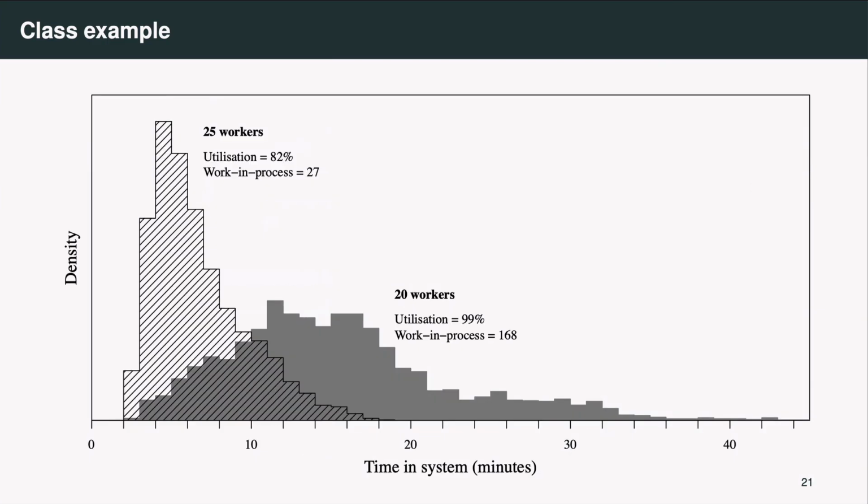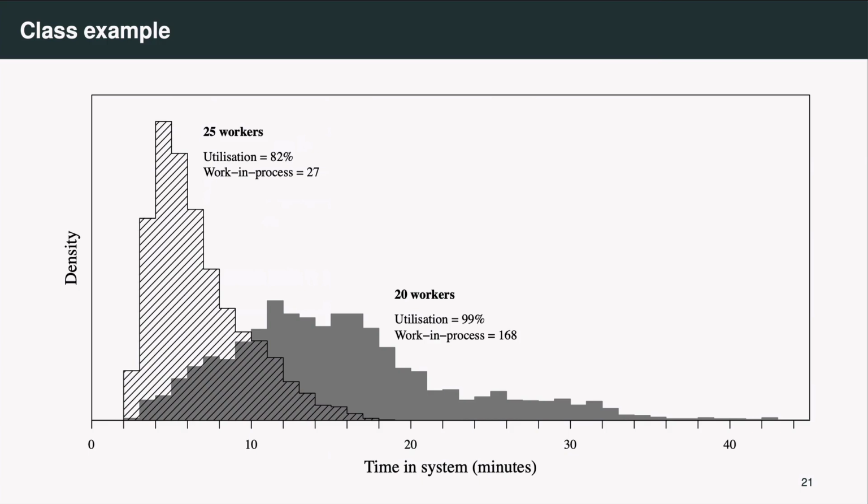Ultimately, what we're after is a graph like the one that we're demonstrating over here, where if we have 20 workers, we can actually see that their utilization is 99%, so they're completely overworked. And as a result, there's a lot of units that are stuck inside the process. 168 units at the end of a simulation run is what we have as work in process that does not get finished in a particular day. And we see that the time in system is roughly about 16, 17 minutes.